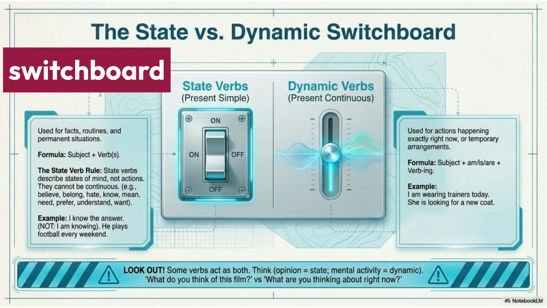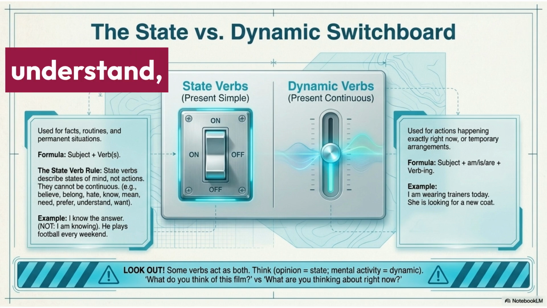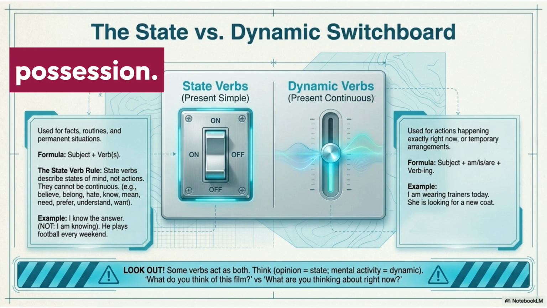Now, let's look at the switchboard of verbs. The first group, state verbs, describe a condition, not an action. They answer the question, what is true? Think about 4 common categories. First, thinking. Know, believe, understand, remember, forget. Second, feelings. Love, like, hate, prefer, want, need. Third, the senses. See, hear, smell, taste. And fourth, possession. Have, own, belong.